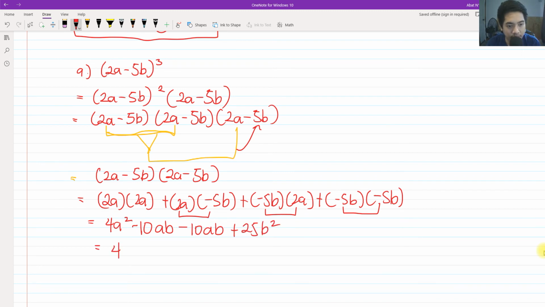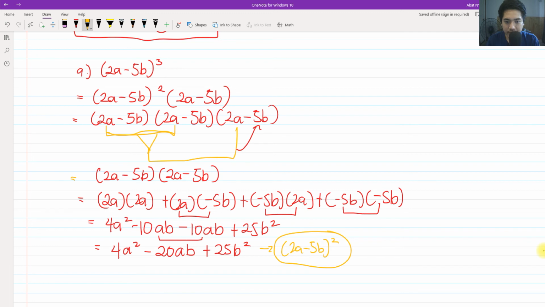So we simplify first. 4a squared. We can add this. Negative 10ab minus negative 10ab. Add them negatively. So that becomes negative 20ab plus 25b squared. And then, of course, we are not yet done. This is only the 2a minus 5b squared.